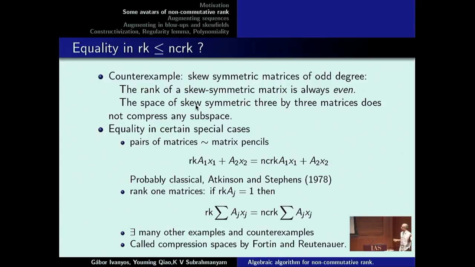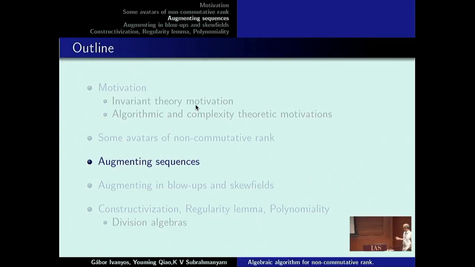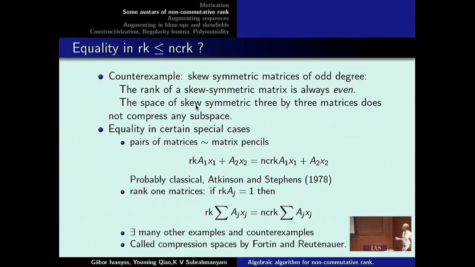In fact, this is something that Gabor, so I'll mention that on the next slide. They had solved this particular case in an earlier paper, and that was their motivation to come to this. Yes, an important theorem of Rado, exactly. The name compression space was probably first given by Fortin and Rotenier in their seminal paper.